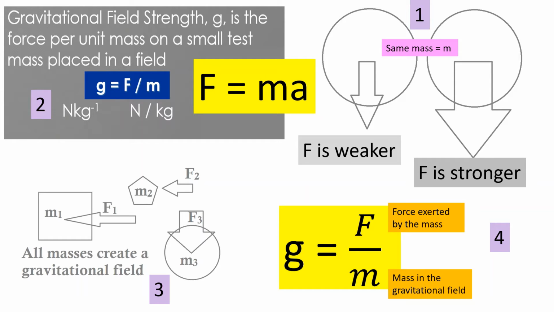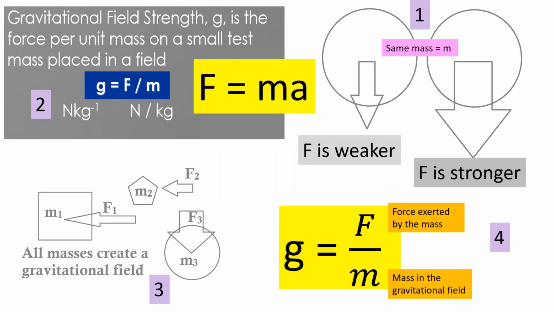If you look at number 4, g is equal to F divided by m. So let's just go back to what those terms mean. In this case, F is the force exerted on the mass that is in the gravitational field, and m is the mass in the gravitational field. And so to work out g, you would just do F divided by m.